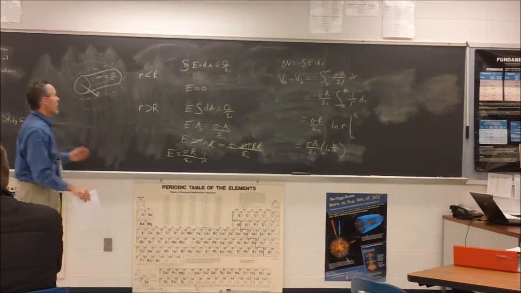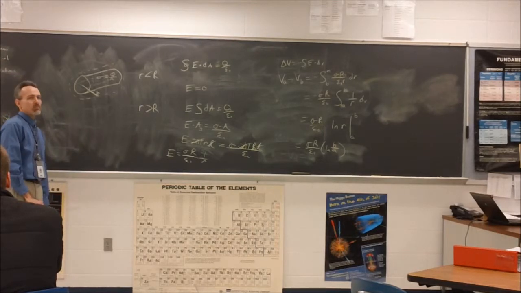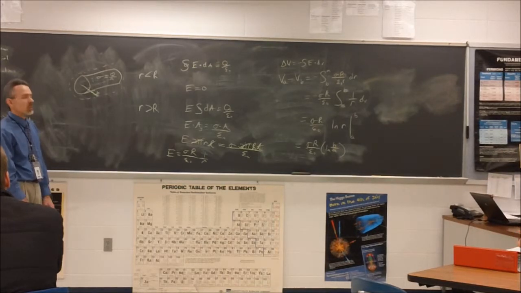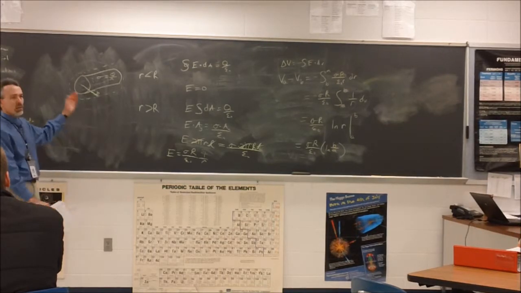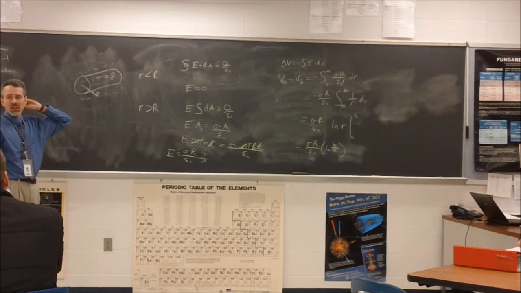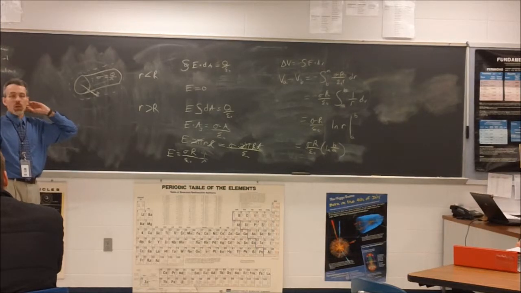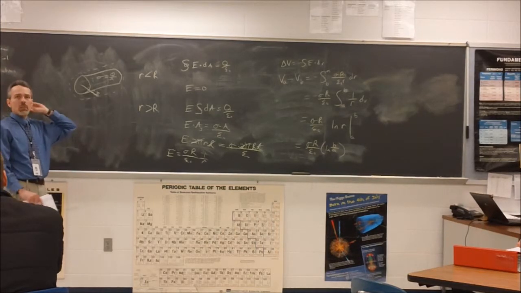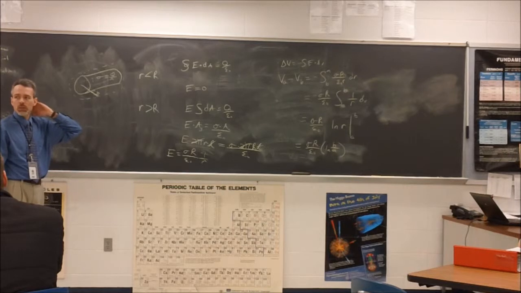B divided by a, is that going to be a number less than 1 or more than 1? That's going to be more, right? Because b is further away than a. The reason I'm pointing that out is, what's the natural log of 1? It's 0, right? So I'm going to get a non-zero number here.